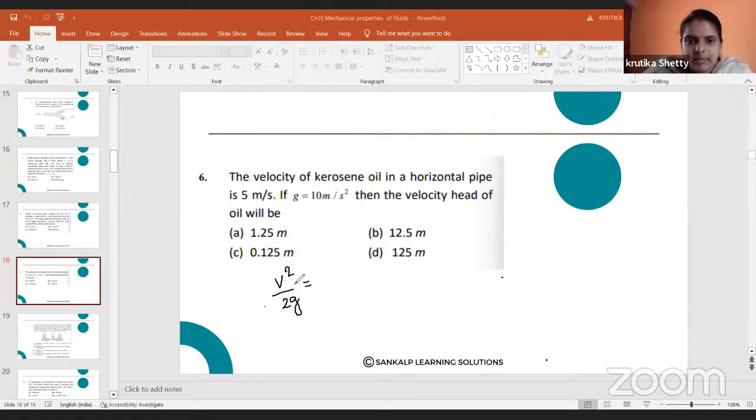V value is given, that is 5. G value is 10, that is 25 upon 10 into 2, that is 20. So if you simplify this, you will get 1.25 meter. Okay? It is 1.25 meter. So option A is correct here. Remaining students, let us go to the next question.